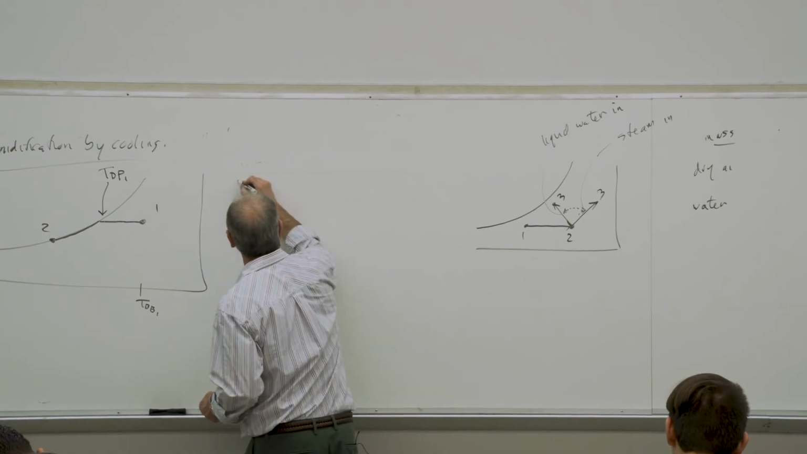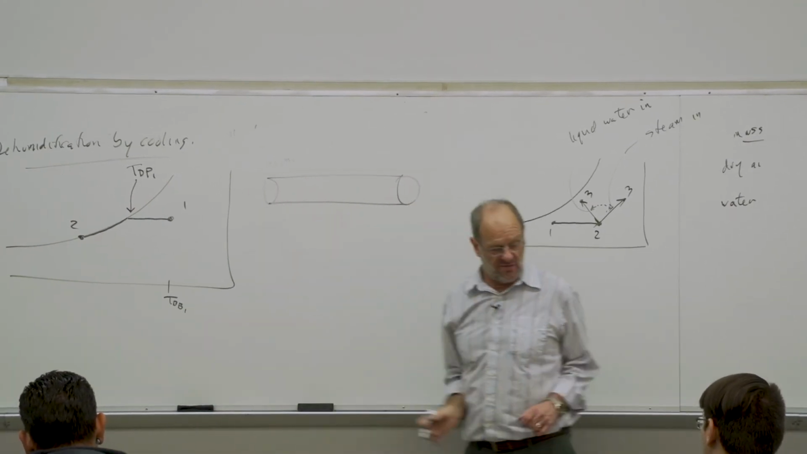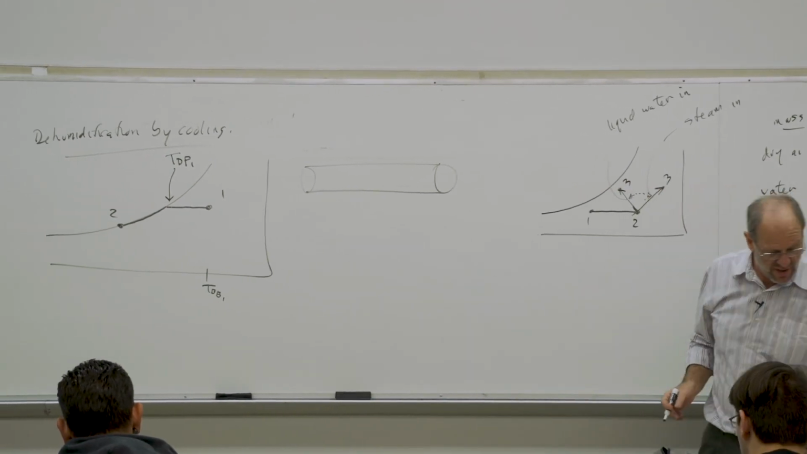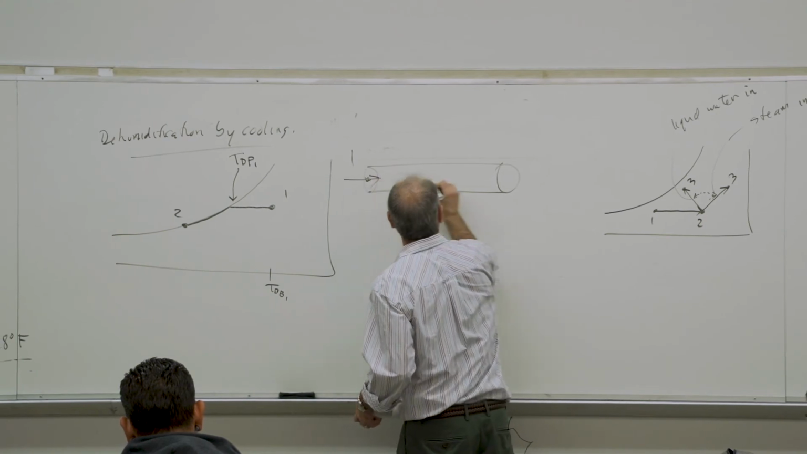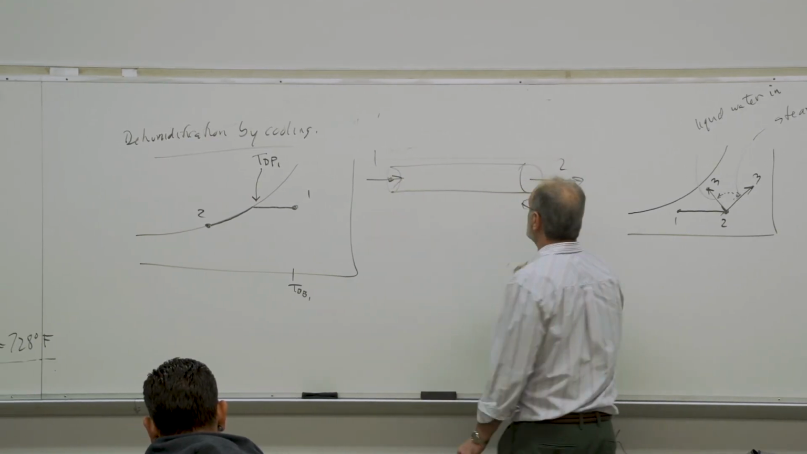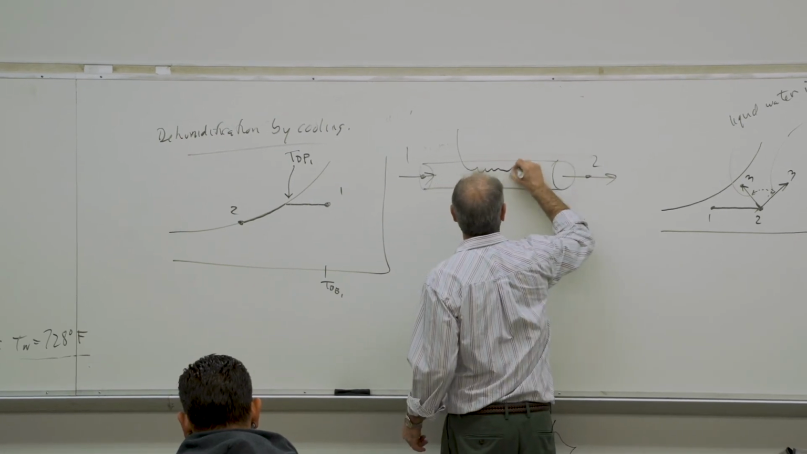If we wanted to show this, let's say on an air conditioning device, we'll just show it this way. There's going to be some inlet condition at state point 1. There's going to be some exit condition at state point 2. There's going to be some sort of cooling.